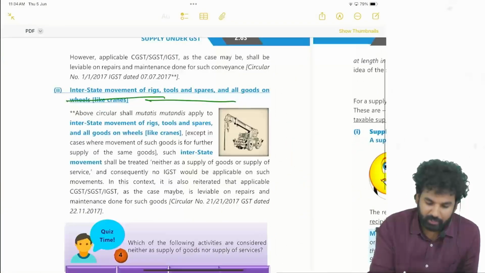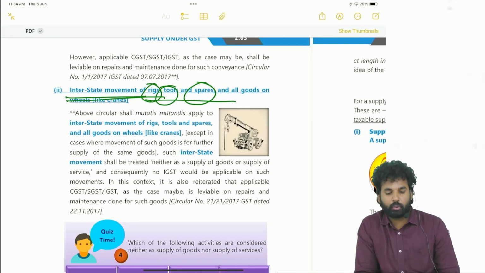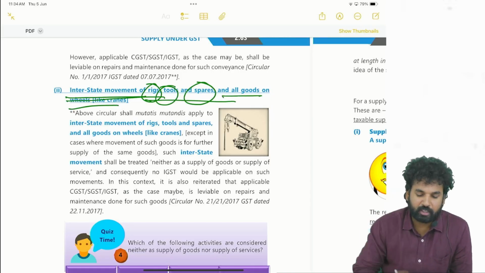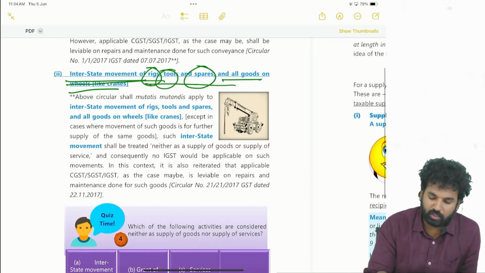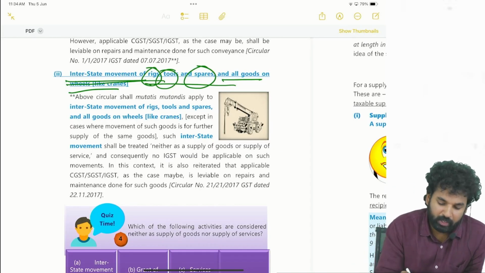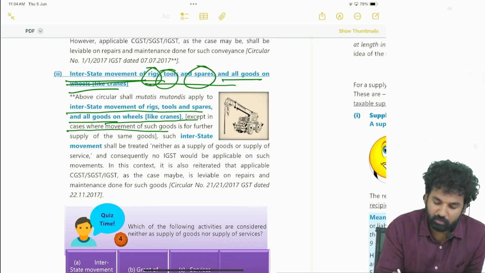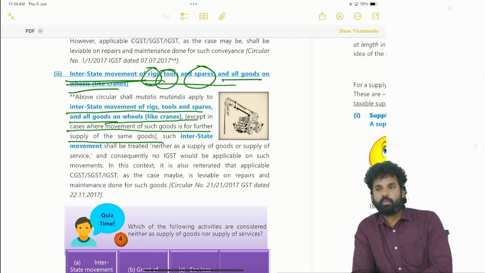Next, you see this. Interstate movement of rigs, tools, spares and all goods on wheels, like cranes. This also will not be treated as supply. The above circular shall mutatis mutandis apply to interstate movement of rigs, tools and spares and all the goods on wheels like cranes, except in cases where the movement of such goods is for further supply of such same goods. That means you are transferring the vehicles or the cranes for further supply. Further supply means, let's say a car dealer is there.